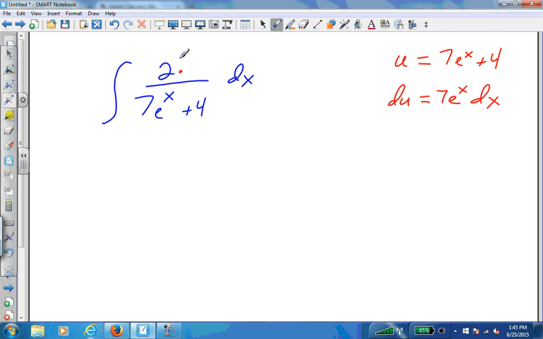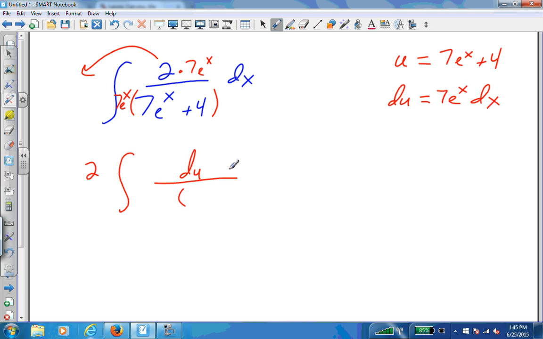So let's just see what we can do. Let's bring the 2 out front. We need a 7 e to the x to complete that, but if we put one of those on top, we have to put one on bottom. So we have 2 integrate 7 e to the x dx, that's du. 7 e to the x plus 4, we call that u. But what is 7 e to the x? If we take this top expression, solve that for 7 e to the x, we subtract 4 from both sides, so that would be u minus 4.